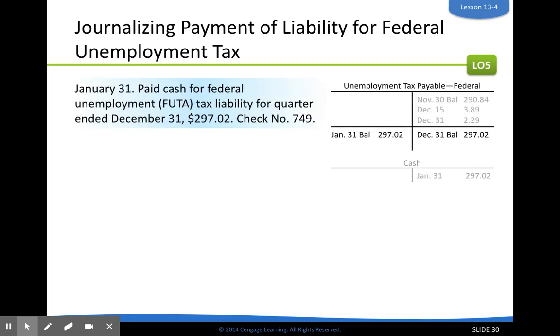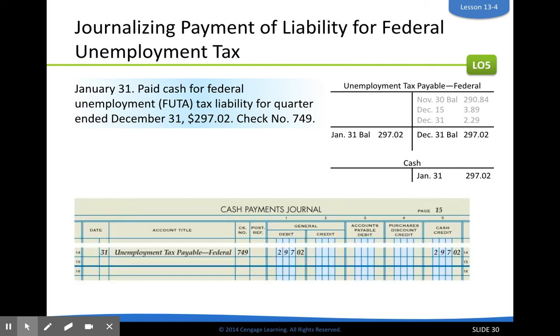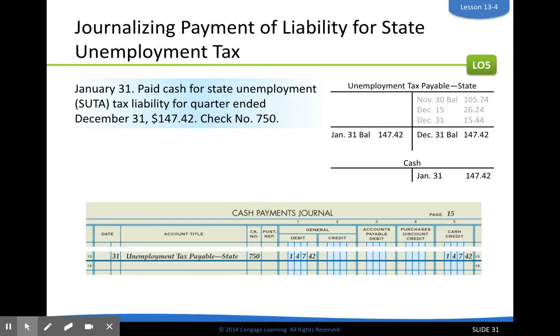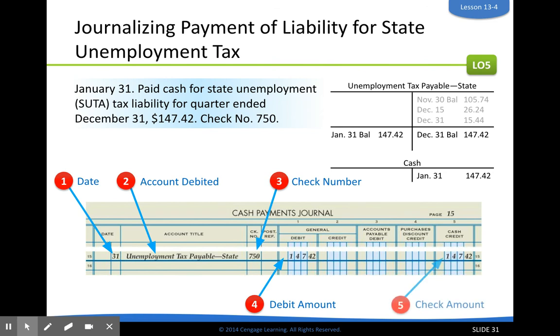We need to also write a separate check for federal unemployment tax. It's its own journal entry, unemployment tax payable, federal. We debit the payable, credit cash. We'll do the same journal entry for state unemployment. On the 31st of the month, debit state unemployment payable, and credit cash for that amount.